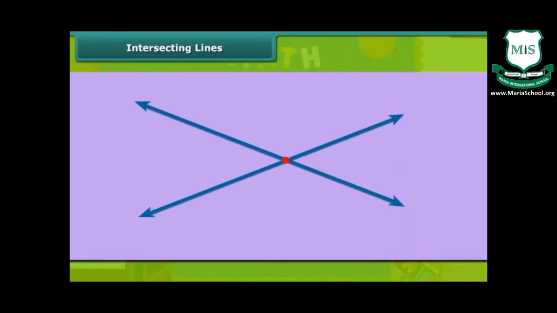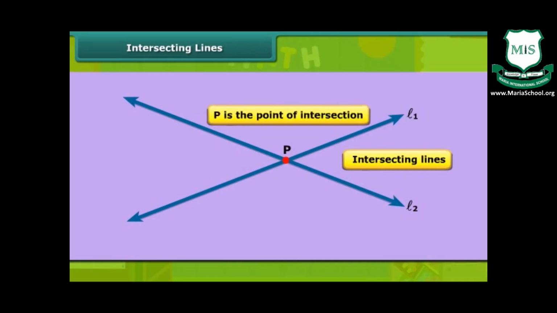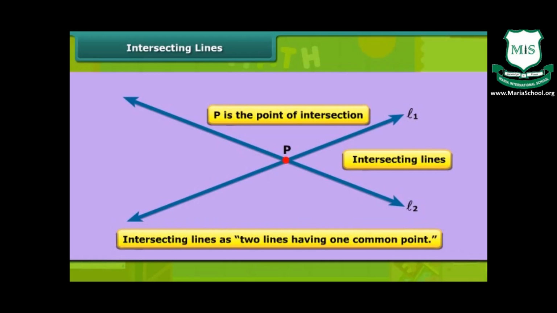Look at the figure. When 2 lines pass through a single point, we call them intersecting lines. If 2 lines L1 and L2 pass through a point P, then L1 and L2 are intersecting lines, and P is the point of intersection. We can also define intersecting lines as 2 lines having one common point. A variety of examples around us has intersecting lines.